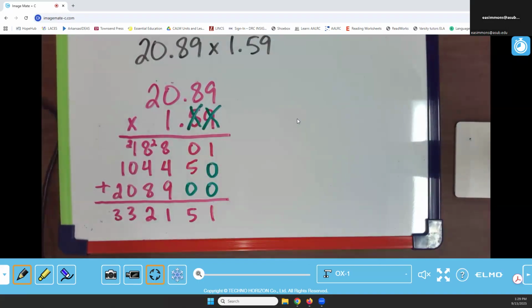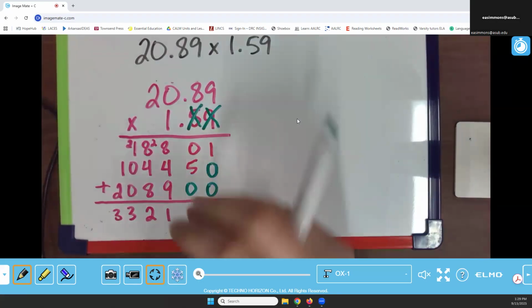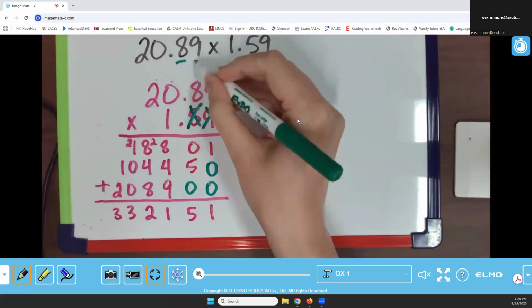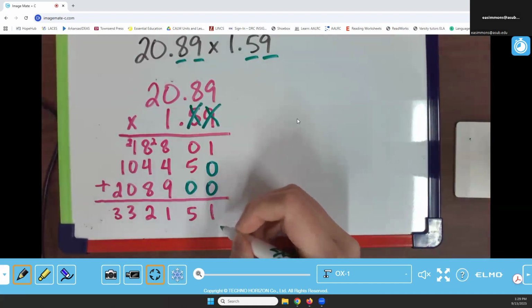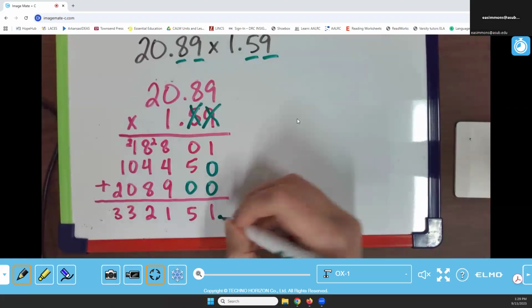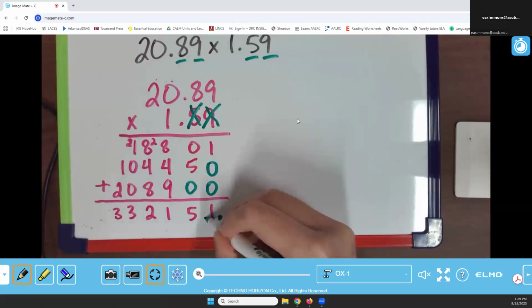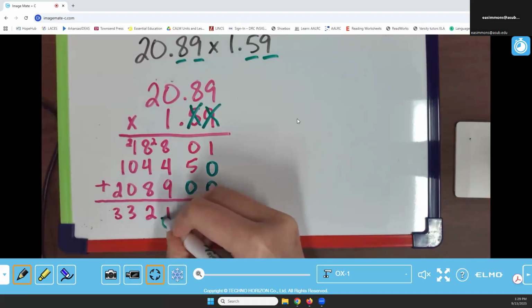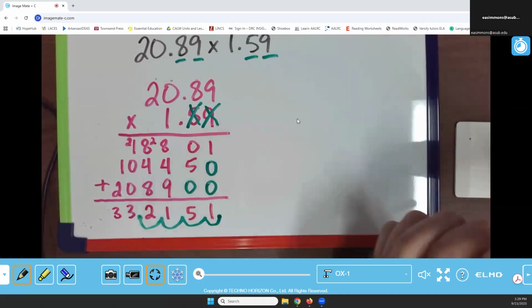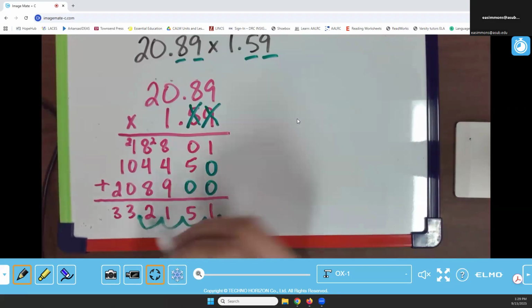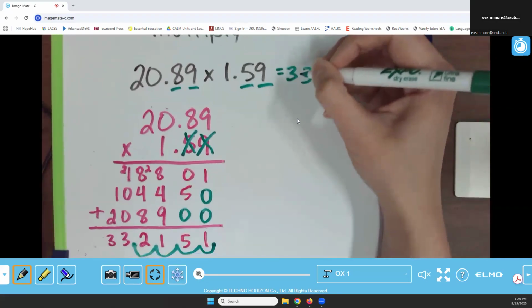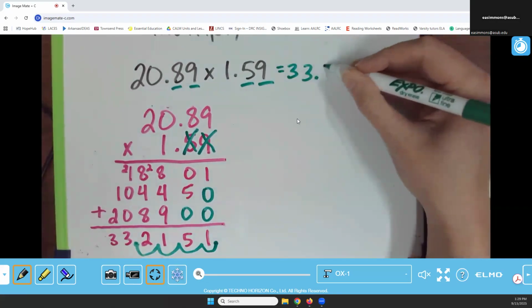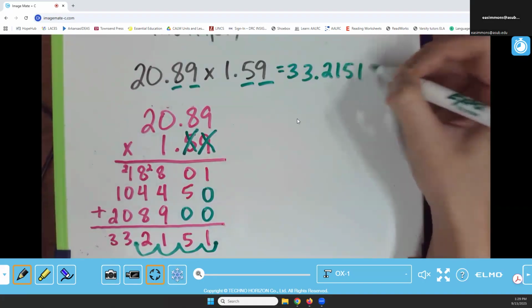That was a pretty long multiplication problem, and we're not quite done yet. In our original problem, we had 1, 2, 3, 4 digits after our decimal point, so we're going to move over 4 spots. We start at the end of our number, and we go over 1, 2, 3, 4. Here we wind up between our 3 and our 2. So our final answer is 33.2151.